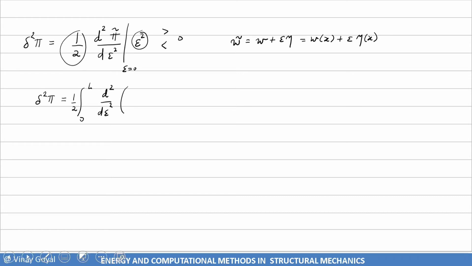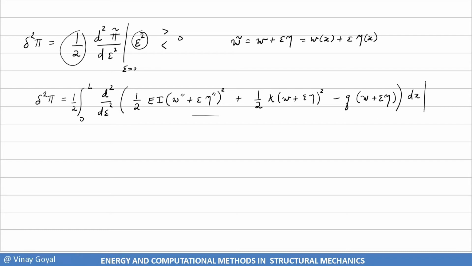And then I want to now expand. So I have 1/2 EI (W double prime plus epsilon eta double prime) squared plus 1/2 K (W plus epsilon eta) squared minus Q times (W plus epsilon eta). And I'm trying to find the second derivative of this with respect to epsilon. And then I have dx, set epsilon equals 0, times epsilon squared. And then I want to check whether this is positive or negative.